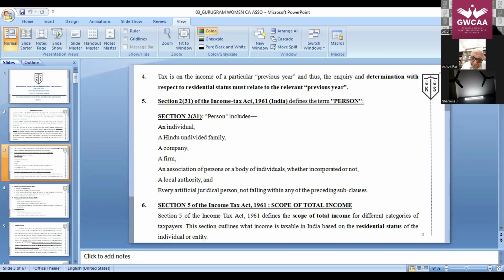So basically, resident and ordinary resident, his global income is taxable. Income received or deemed to be received in India. So now, what kind of income is taxable? Income received or deemed to be received, accrued or arisen, or deemed to accrue or arise. Received or deemed to receive, तो हम समझ गए, but what is accrued? Accrued means income due or earned but not received.